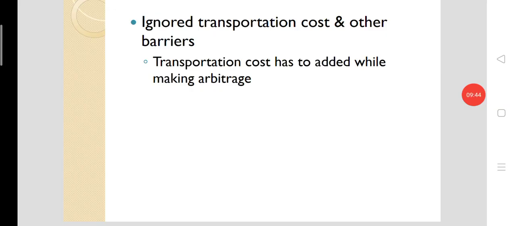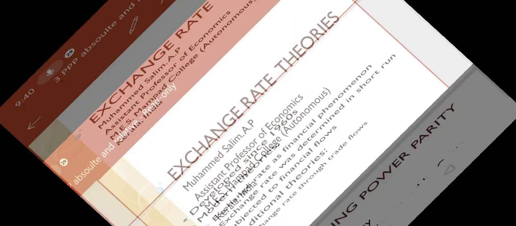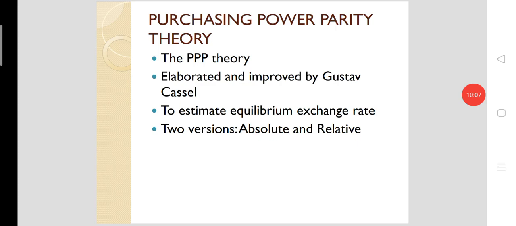Finally, the purchasing power parity theory did not consider transport cost and other trade barriers. There are so many trade barriers as we see today in current day trade, which have not been considered by the purchasing power parity theory. So although there are so many drawbacks for the purchasing power parity theory, it sets an equilibrium rate of exchange between two currencies considering the price level in both nations.